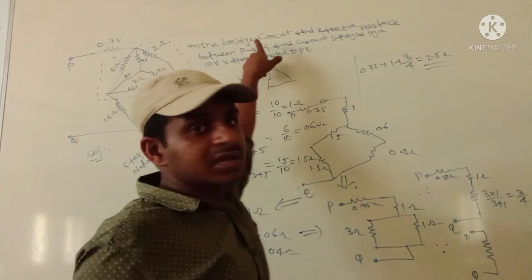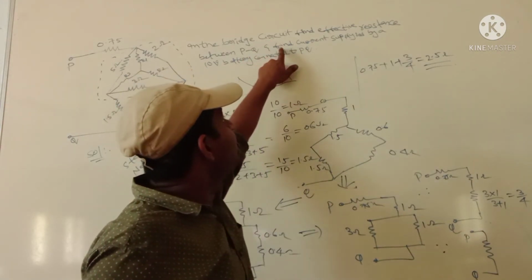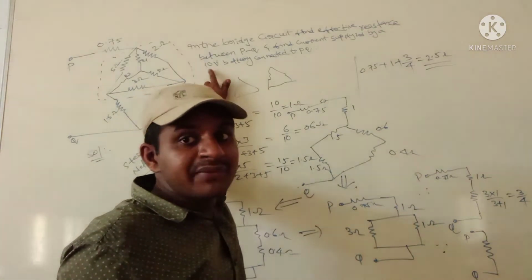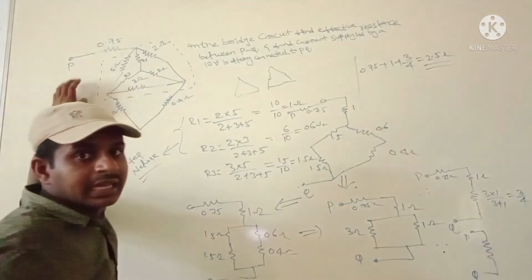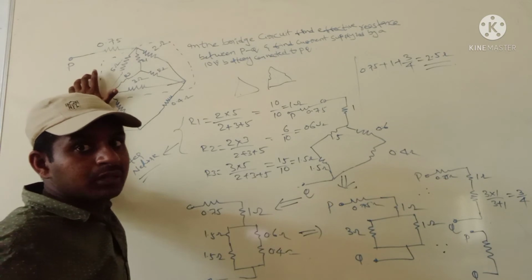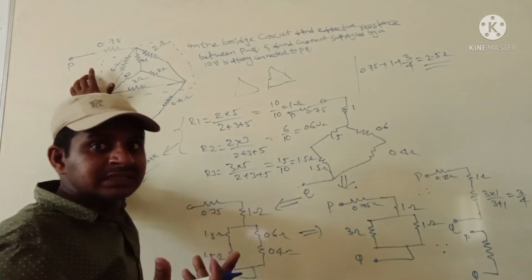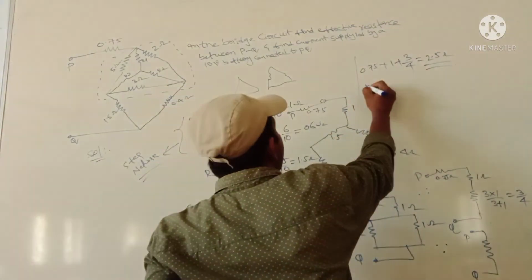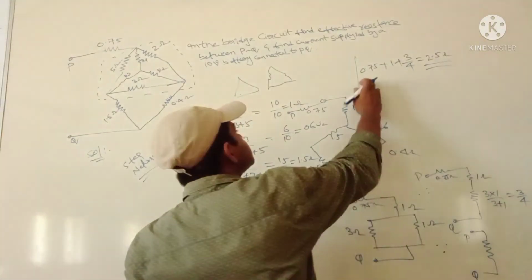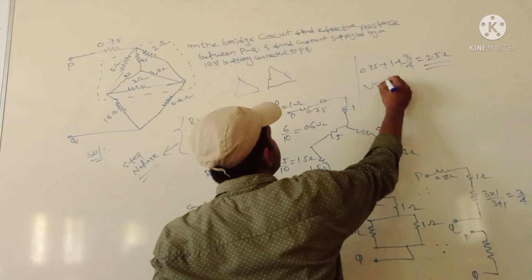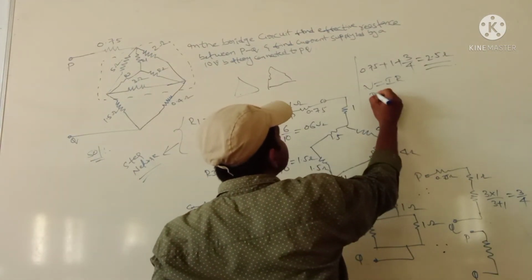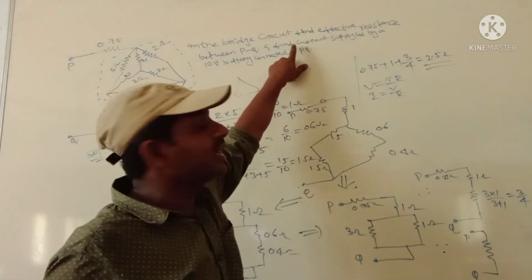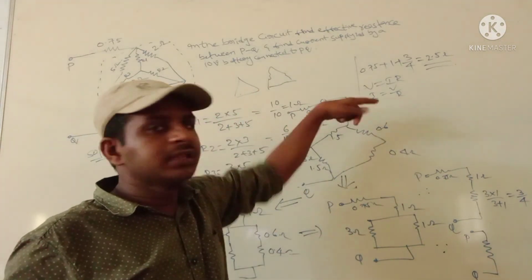And one more thing is asked here: find the total current supplied by a 10 volts battery. Whenever a 10 volt supply is given to the entire bridge circuit, what is the total current existing? He is asking in the question. So we can find it according to Ohm's law: V is equal to IR, I is equal to V by R. Here we are finding the current only, that's why we are using the formula like this.